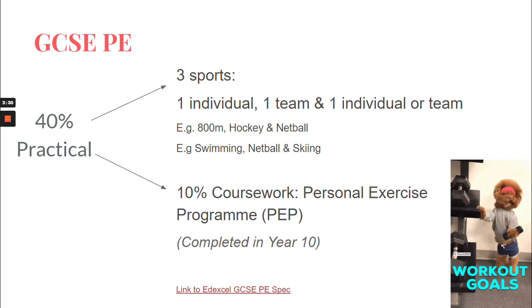Another example could be that you want to be assessed in swimming, an individual sport, netball, a team sport, and skiing, an individual sport. As I said, these are only examples, and there are lots of different sports that you can be assessed in that I will show you on the next slide. But these are some examples just to help with the individual and team split. We've then got 10% coursework. So this is the personal exercise programme that you will take part in in Year 10. You identify a weakness within your sport and then you design an exercise programme to help you improve that.